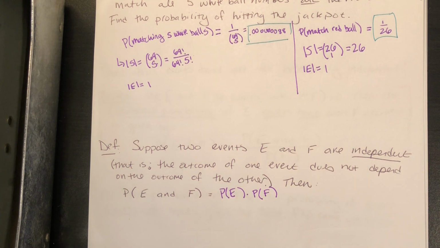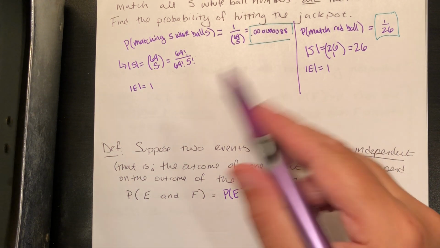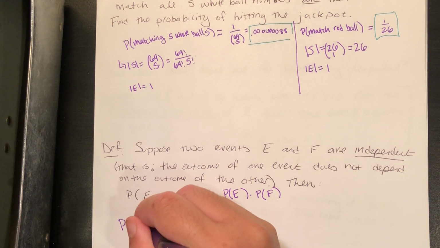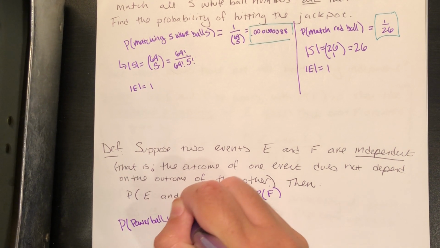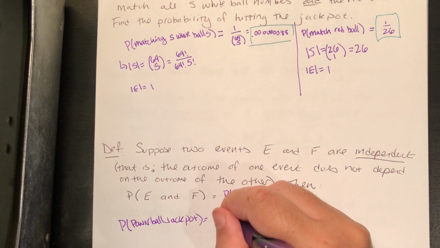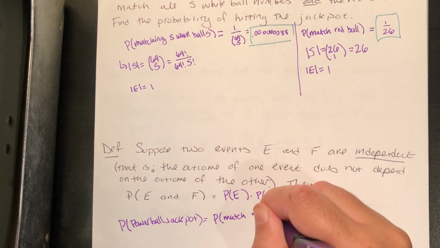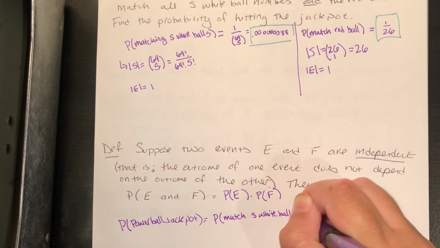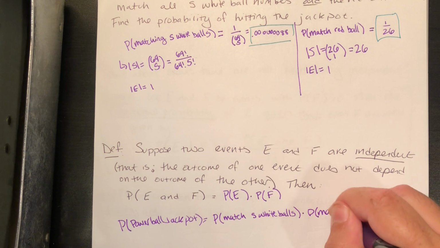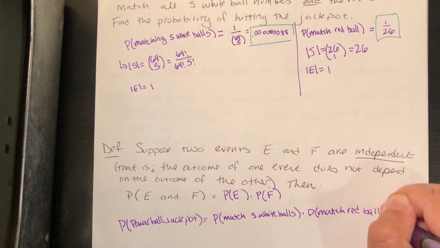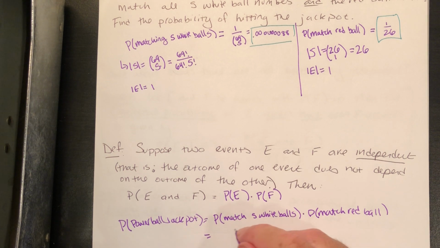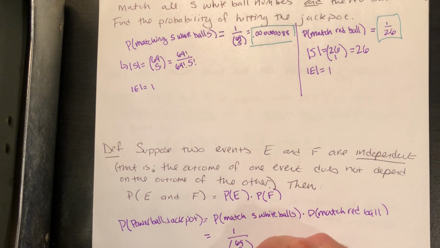That is, as long as your 2 events are independent of each other, you can find the probability that both events happen by multiplying them together. Okay. And so for us, what this means is that the probability of winning the Powerball jackpot is going to be equal to the probability that you match all 5 white balls, and also multiply that by the probability that you match the red ball, right? Because both of those things have to occur. So what is it? It's 1 over 69 choose 5 times 1 over 26.